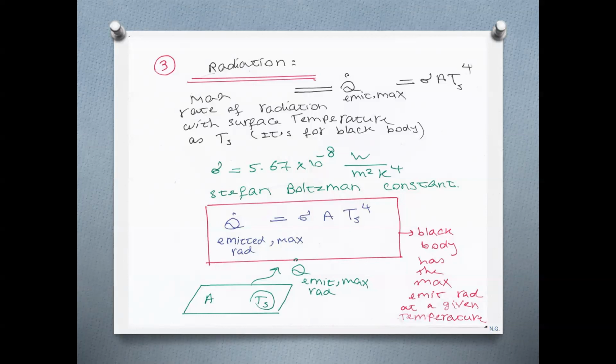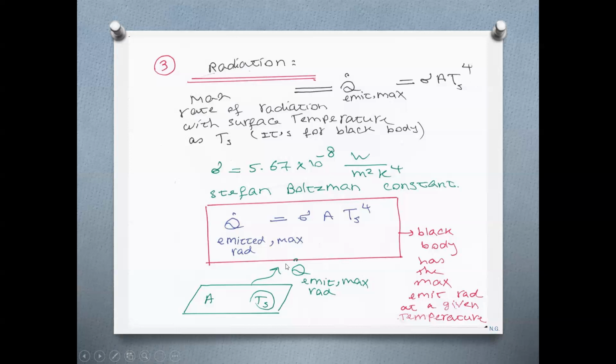So for radiation, any body which has temperature greater than absolute zero will emit radiation. Anything in the world with a surface temperature Ts greater than absolute zero can emit radiation. So how do you calculate emitted radiation?